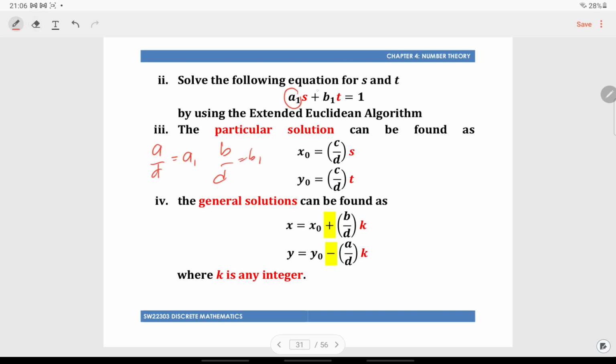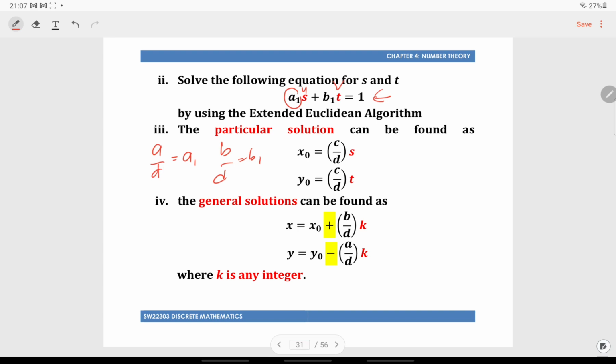So A1 times S plus B1 times T equals 1. We need to find S and T which satisfy this equation. How? By using the extended Euclidean algorithm that we learned previously, because the extended Euclidean algorithm will give you the values for S and T. Previously, we used U and V. Okay, S and T will satisfy the following equation.